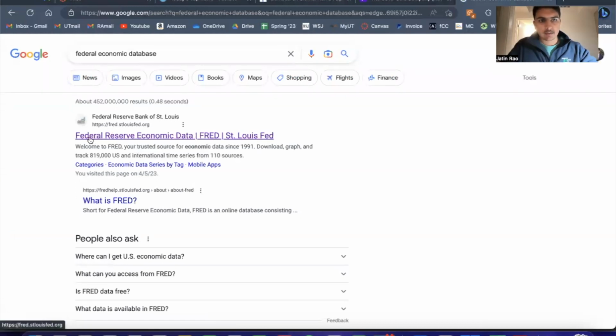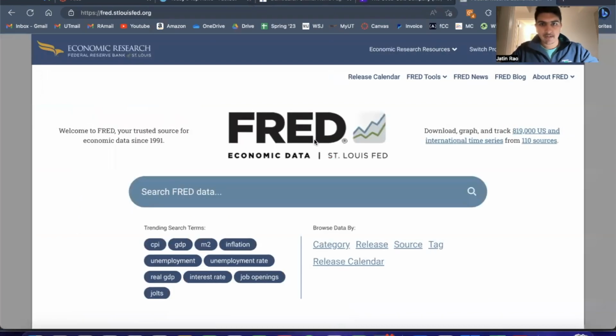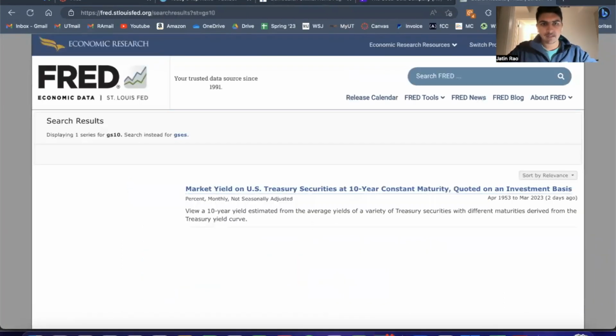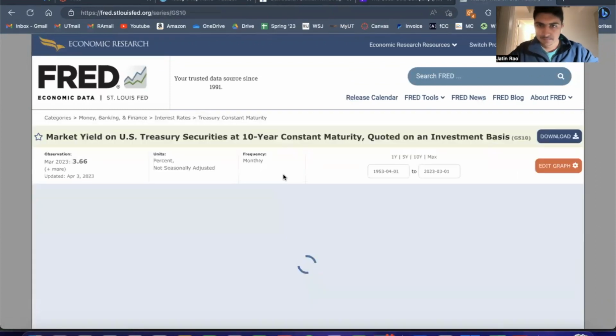Louis Fed. This is also called the Federal Reserve Economic Data. This is a big website posted by the St. Louis Federal Reserve Bank. And they have a lot of data. So to find monthly risk-free rates, so we're going to do 5 years of historical data monthly. You can type in GS10, and that will get you the market yield on US Treasury securities at 10-year constant maturity quoted on an investment basis. This is exactly what we want. GS10, go to this website, pretty simple, click on this.